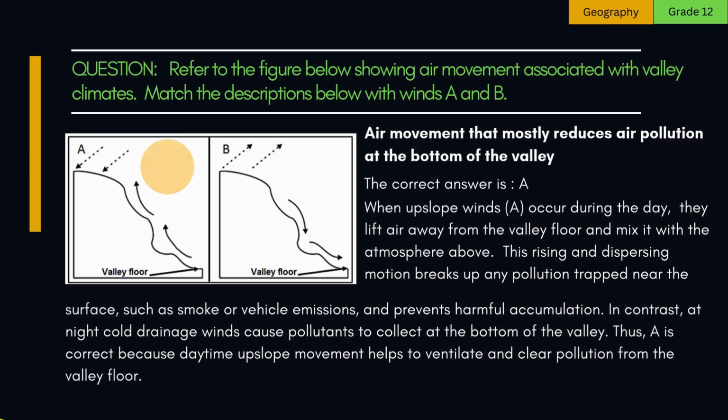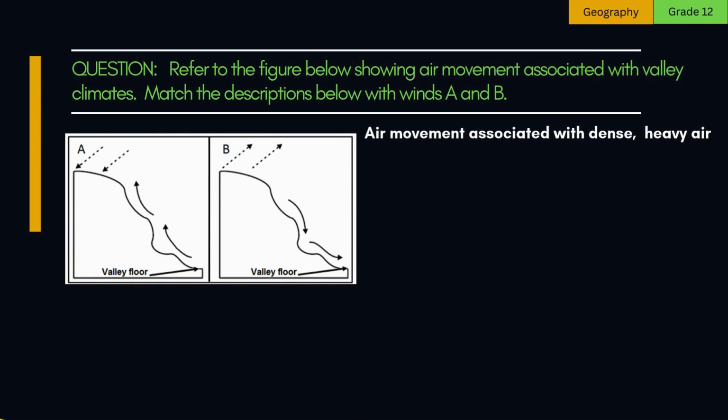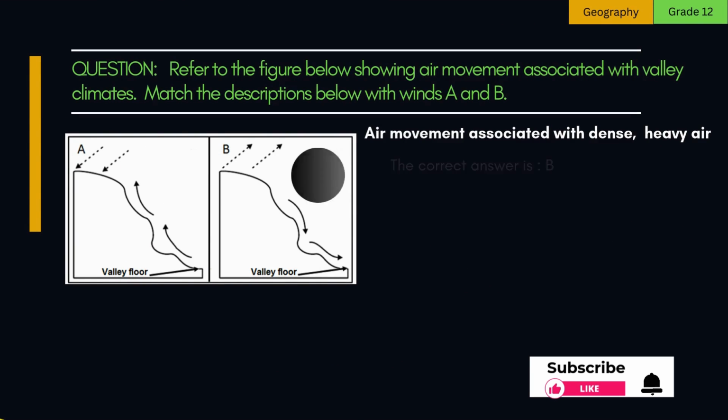In contrast, at night cold drainage winds cause pollutants to collect at the bottom of the valley. Thus, A is correct because daytime upslope movement helps to ventilate and clear pollution from the valley floor. 5. Air movement associated with dense, heavy air. The correct answer is B.